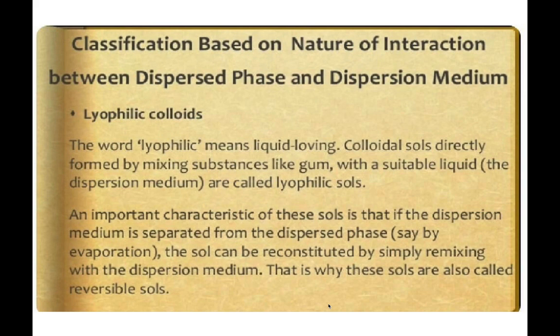The important characteristic of these sols is that when you separate the dispersion medium from the dispersed phase by evaporation or something, the sol can be reconstituted. Simply you can remix it with the dispersion medium. Because of that, we call these sols reversible sols, and they are quite stable and not easily coagulated. Something very important to study in this context is the gold number, which is not given in detail here, but it is important from the examination point of view. I'll give a simple trick regarding the gold number and how to find it in another separate video.